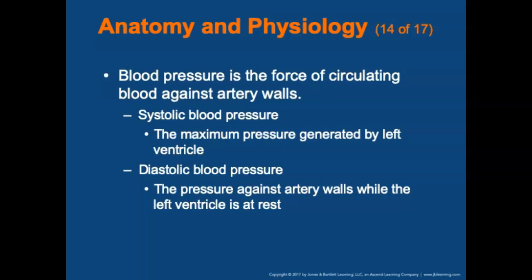Okay, we're going to talk about blood pressure next, and that's the force of circulating blood against artery walls. Systolic blood pressure is the maximum pressure generated in the arms and legs during the contraction of the left ventricle, the time period known as systole. The top number of the blood pressure reading is systole. Now, diastolic blood pressure is the pressure against the artery walls when the left ventricle relaxes. The bottom number in the blood pressure reading is the diastole, or diastolic.